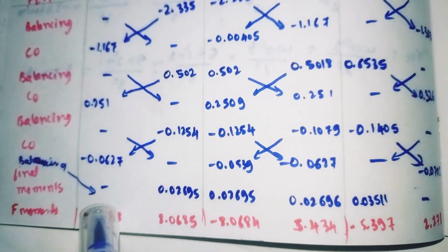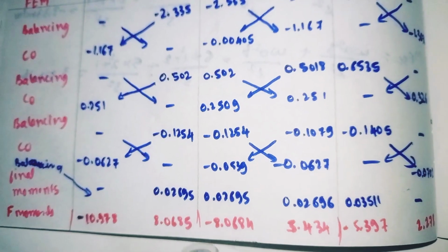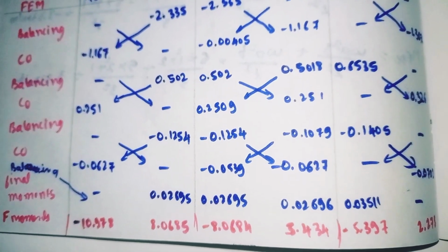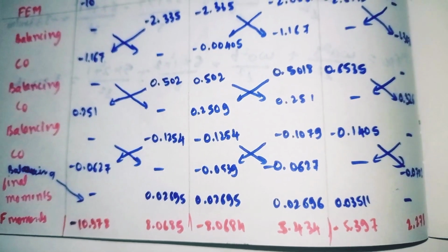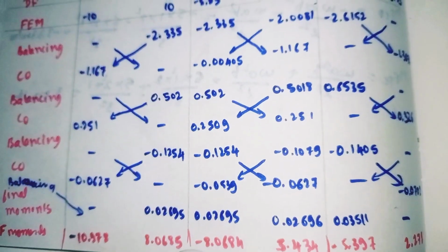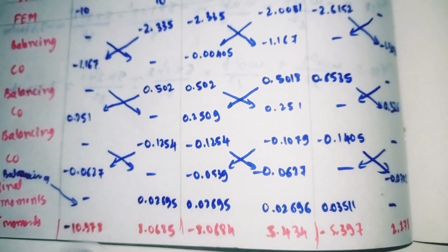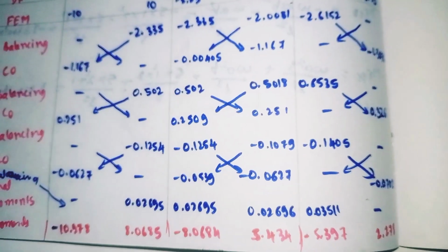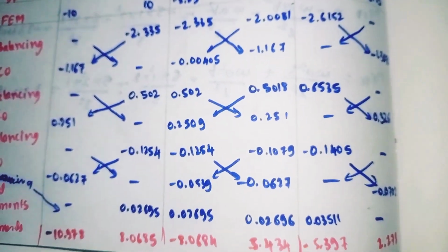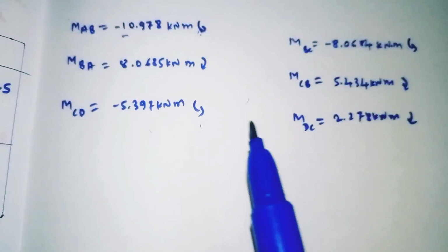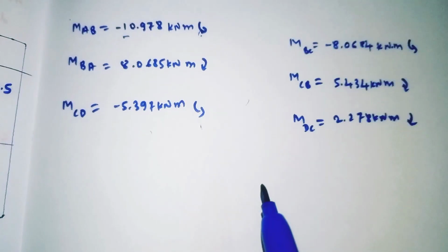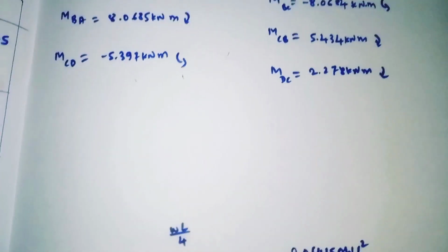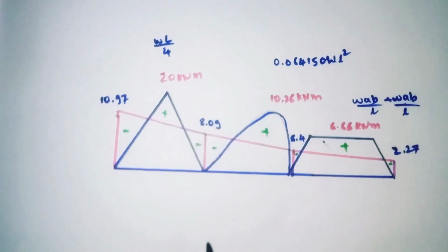So these are the final moments. See here what I said, our aim is to get the moment at joints B and C as 0. This is almost 0 and this is also almost 0. It means our problem is correct. These are the final moment values we got. With the help of this we will draw the bending moment diagram. So this is the bending moment diagram.